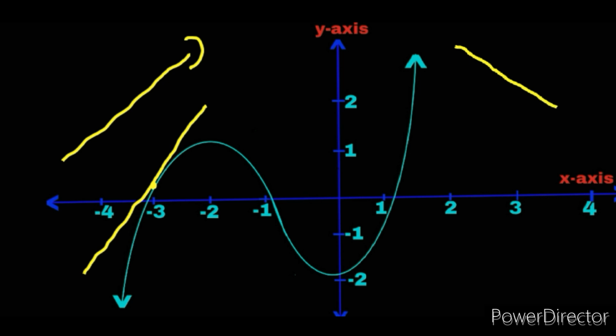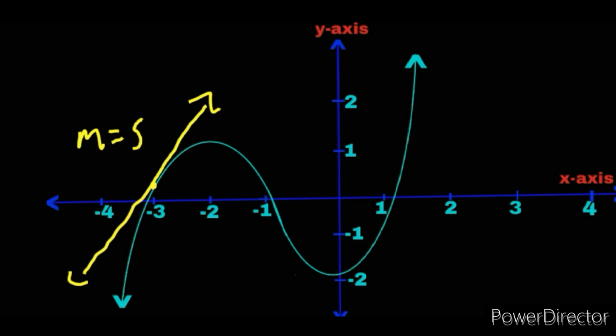But if the graph is decreasing from left to right, then it has a negative gradient. If the graph is increasing from left to right, it will have a positive gradient. So in this case, the gradient can be m equals 5 because it's a positive gradient. I just took any value, so let's assume that the gradient is positive 5.